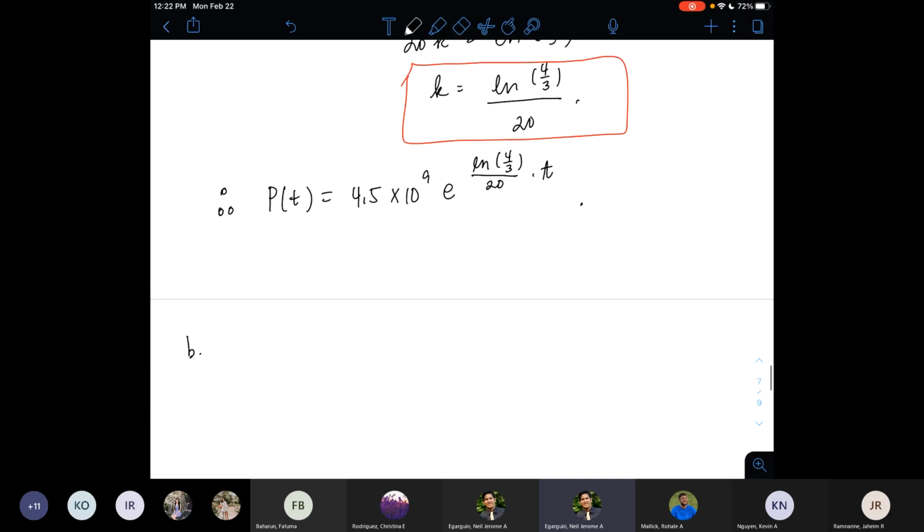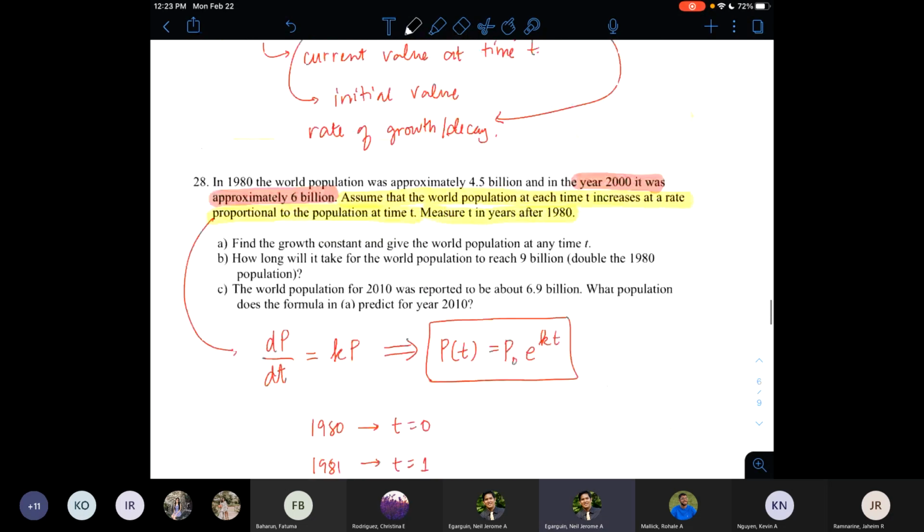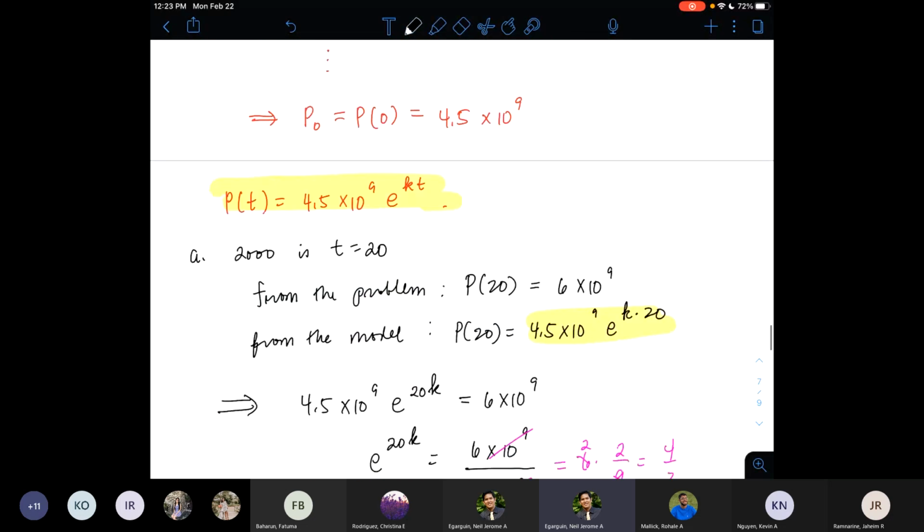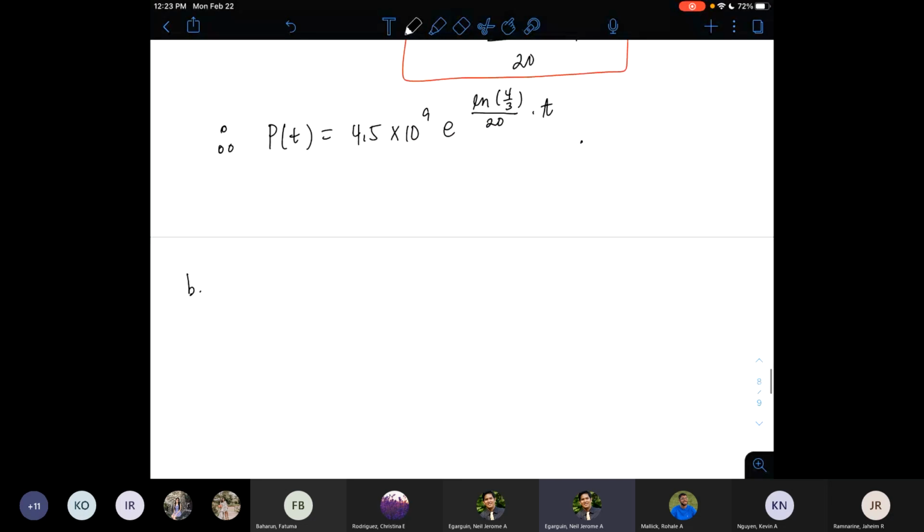So, is this clear? Let's try problem B. Problem B is asking how long will it take for the population to reach 9 billion. So that means we're looking for a time value here. We need to find t, the number of years, so that P of t is equal to 9 billion. We're looking for t such that this equation will be true, the population at that year equal to 9 billion.